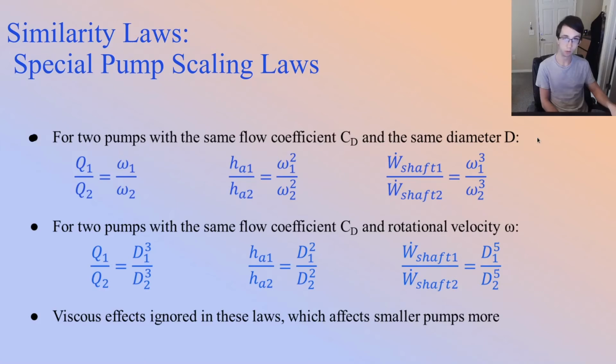Some special pump scaling laws: with the same flow coefficient, and in this case the same diameter, we get some relations with the rotational velocities and other variables. For two pumps, also with the same flow coefficient and the same rotational velocity omega, we get relations between these variables in the diameter. If you notice, the diameter has a bigger influence than the rotational velocity in comparison. And it should be noted that viscous effects are ignored in these laws. So if you're operating a small pump, for example, it might not be as great of an idea to use these relationships.